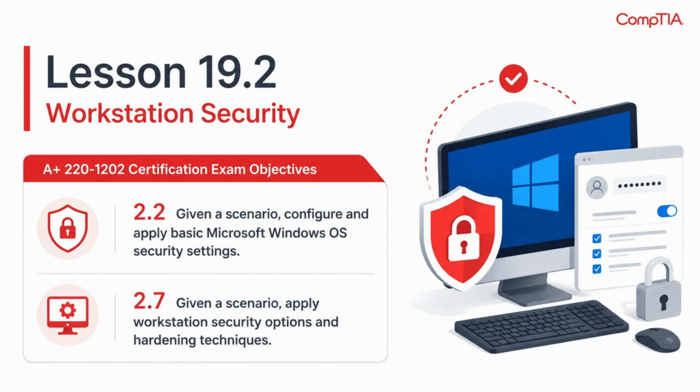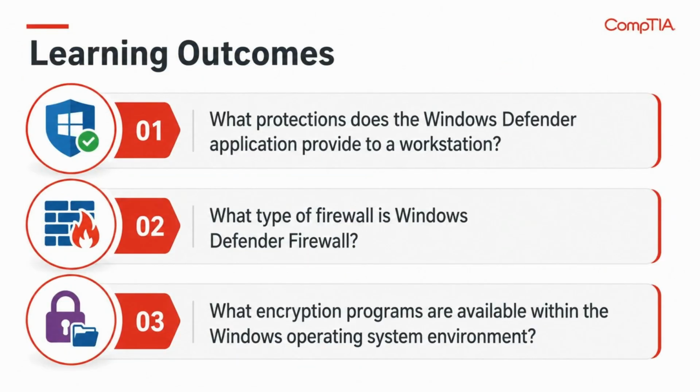Lesson 19.2 Workstation Security. This lesson maps to the A+ 220-1102 objectives: 2.2, configuring and applying basic Microsoft Windows OS security settings, and 2.7, applying workstation security options and hardening techniques. By the end of this lesson, you should be able to answer: what protections does Windows Defender provide to a workstation? What type of firewall is Windows Defender Firewall? And what encryption programs are available within the Windows operating system environment?